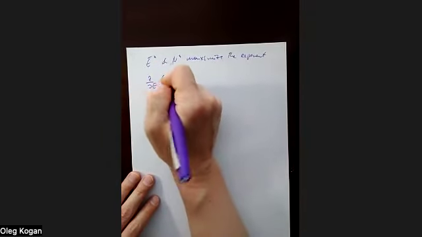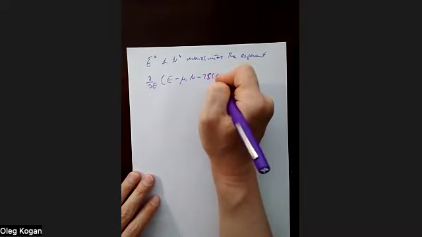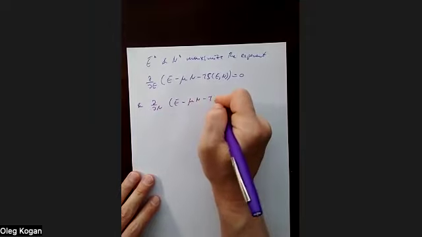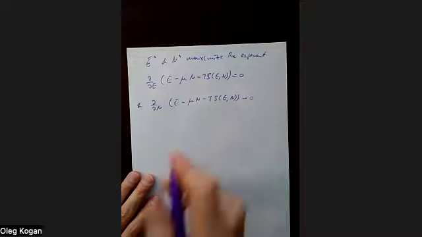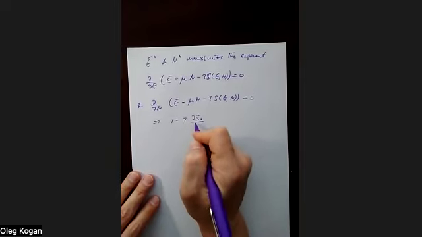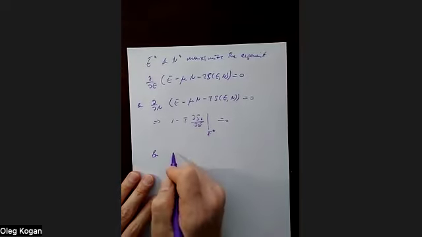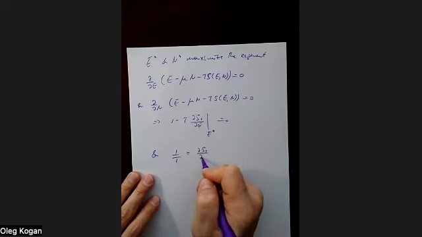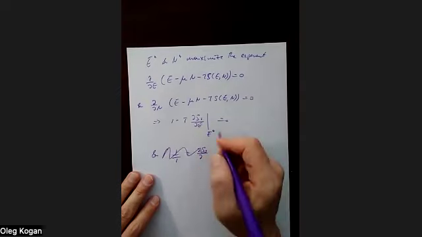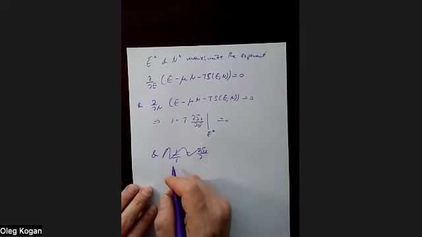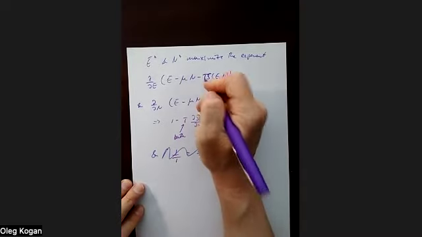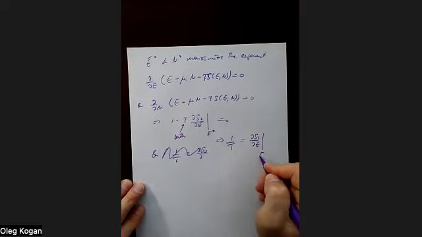In other words, the partial derivative with respect to E of E minus mu N minus T S of E and N equals 0, and the partial derivative with respect to N of E minus mu N minus T S of E and N equals 0. And these give, respectively, 1 minus T partial S system over partial E evaluated at E star equals 0, so 1 over T equals partial S system over partial E. This T that appears here is the bath temperature, equal to partial S system over partial E evaluated at E star.